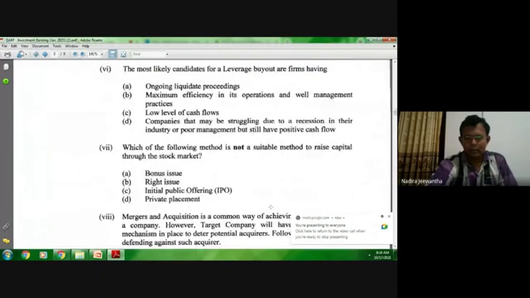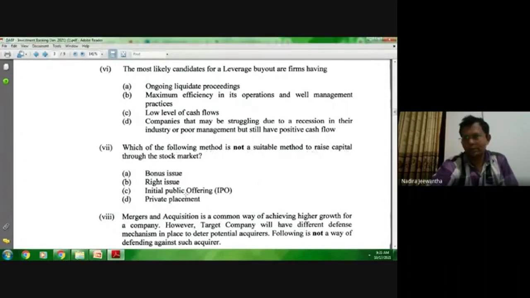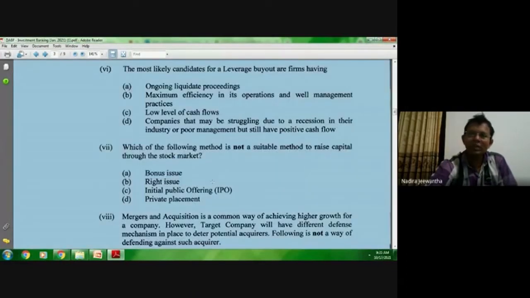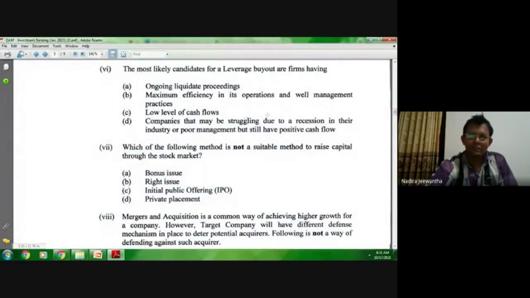Now see, this is a test type question. If you go through, no text type, the multiple choice question. Which of the following methods is not a suitable method to raise capital? Right? Rights issue, IPO, private placement, all these three methods, you can have funds, you can have money, but through bonus issue, can you get money? You don't. It's only a what? Transfer of reserve to capital, right?